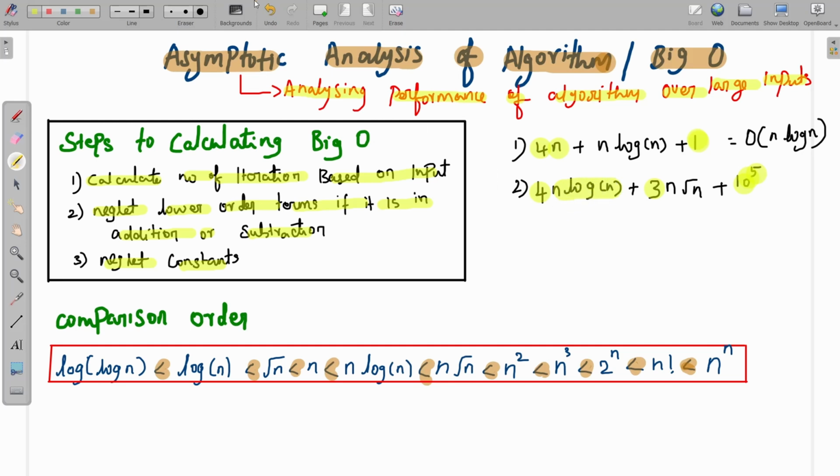So what is my answer? My answer will be n root n. Order of the BIGO of n root n. So this is my answer. I can say this is my answer.